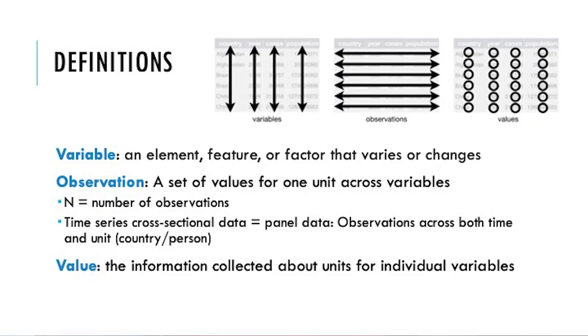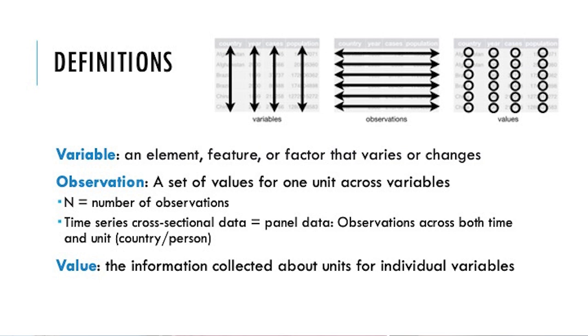First is the distinction between variables, observations, and values. Let's start with observations. These are the people or places we are studying. An observation can be an individual response on a survey, a state within the United States, a city, or a country, but it is the unit we are analyzing.